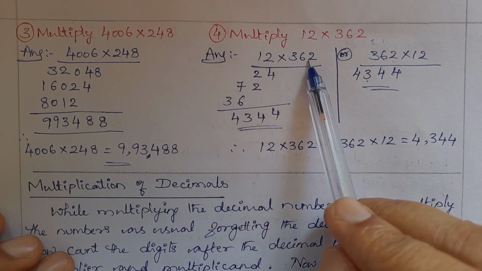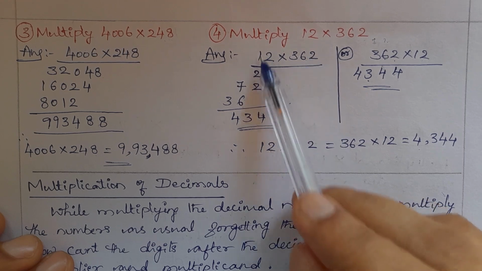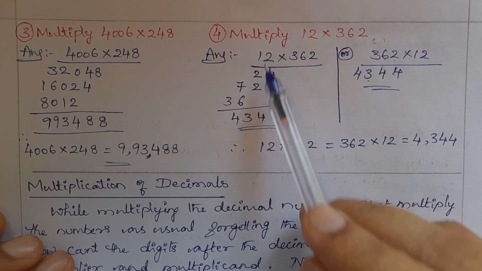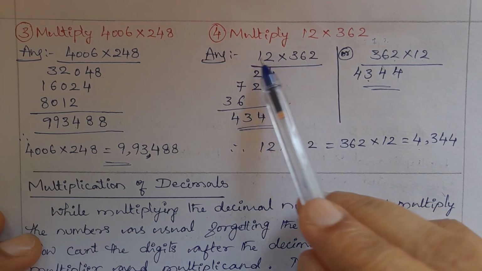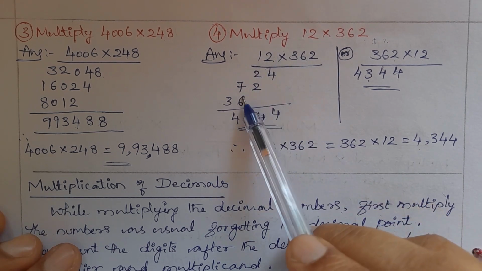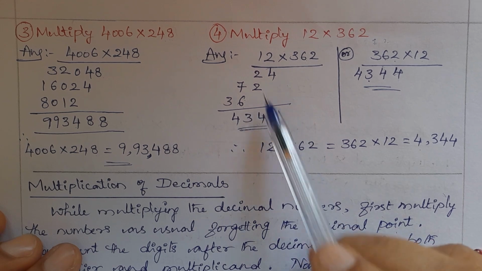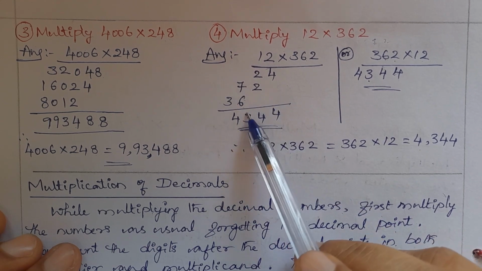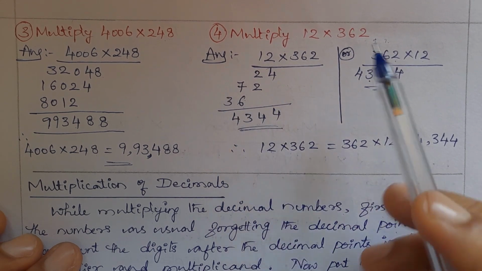Fourth example, multiply 12 into 362. 12 into 362, 2 2s are 4, 2 1s are 2. 6 2s are 12, get 2, 1 carry. 6 1s are 6, 6 plus carry 1 is 7. 3 2s are 6, 3 1s are 3. So 4, 2 2 4, 7 6 13 get 3, 1 carry, 3 plus 1 is 4.